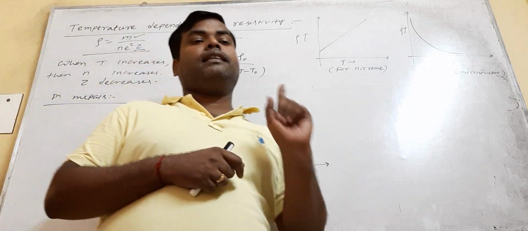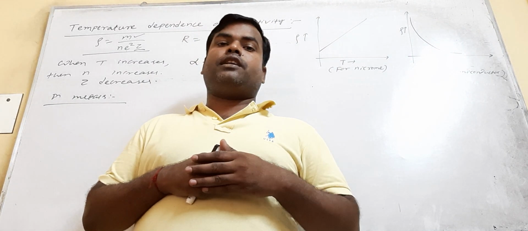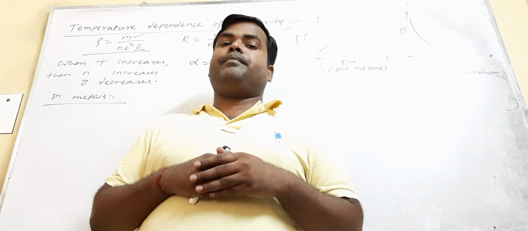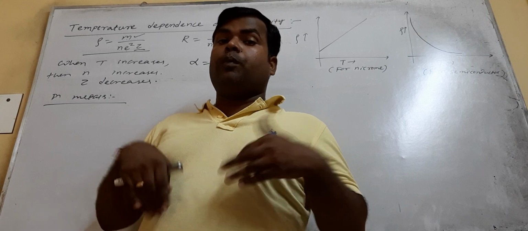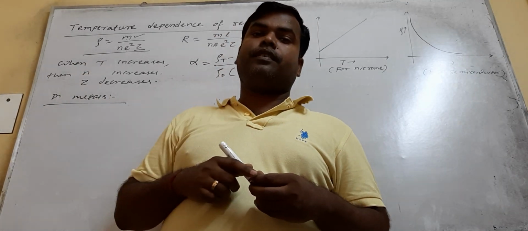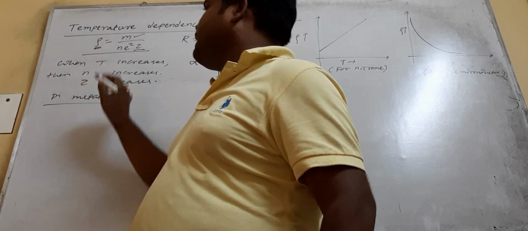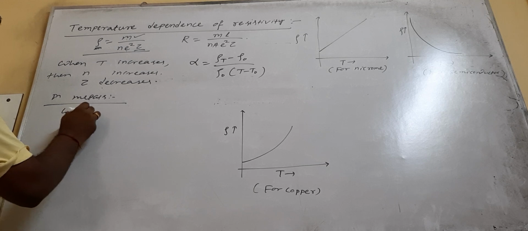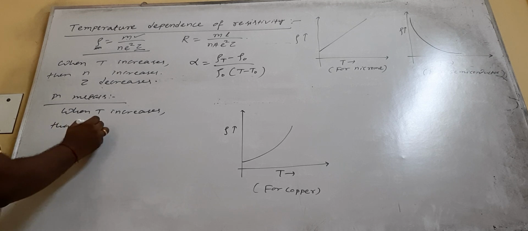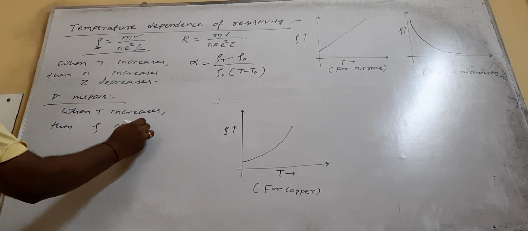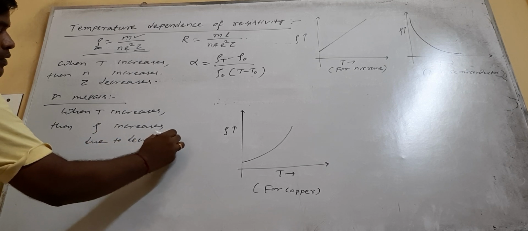You remember, the relaxation time depends upon temperature only. An increase in temperature causes a decrease in relaxation time, and here the decrease in relaxation time, or decrease in tau, dominates the increase in N. So as tau decreases, rho increases. When temperature increases for metals, rho increases due to the decrease in tau.